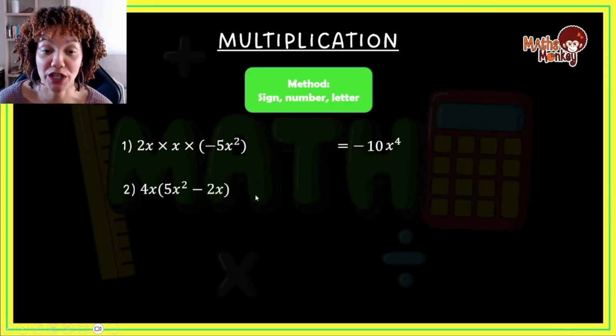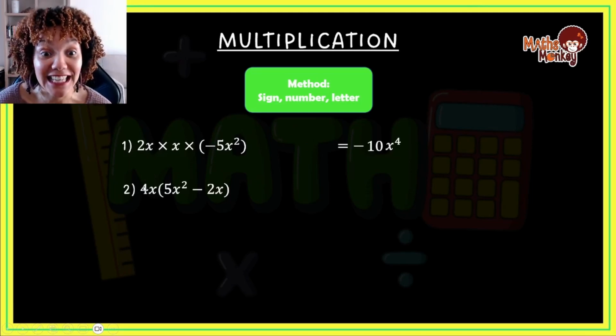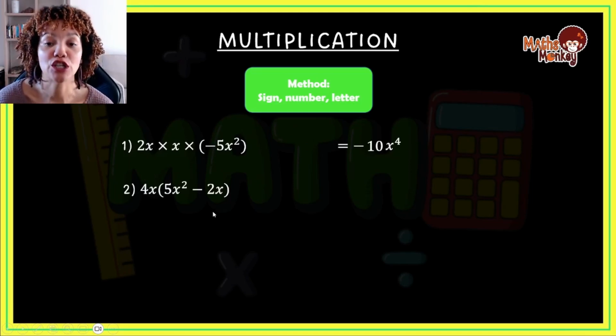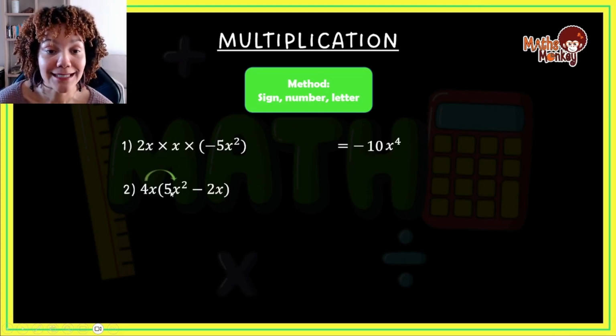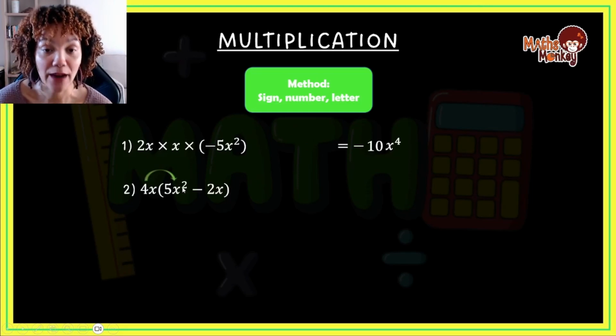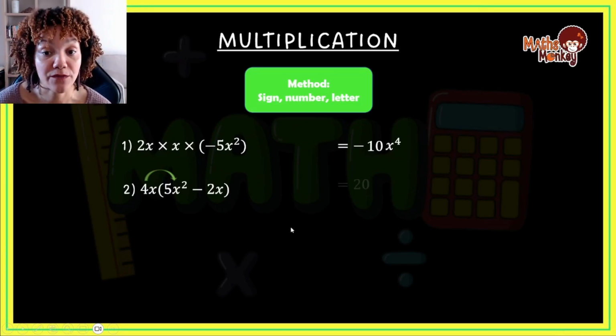Let's look at the next question. In this case, we've got one term multiplied by two terms, right? So we need to multiply this one by using the distributive law by each term inside. So let me show you. With this arrow, we're going to say 4x times 5x squared, and whenever we multiply, we follow the sign, number, letter method. So positive times a positive is a positive, and 4 times 5 is 20.